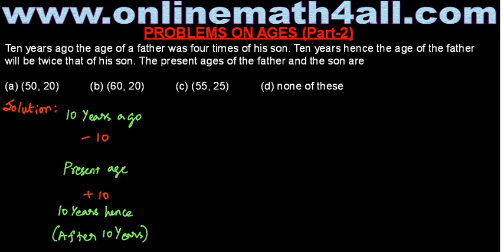So first let me write the present ages, that is the given options. So 50, 20, this is option A, and 60, 20, this is option B, and 55, 25. So I got present ages of the father and son from the given three options A, B, C. From these present ages, if I need the ages of the father and son 10 years ago, I have to do a simple work. That is, I just have to subtract 10 from these two.